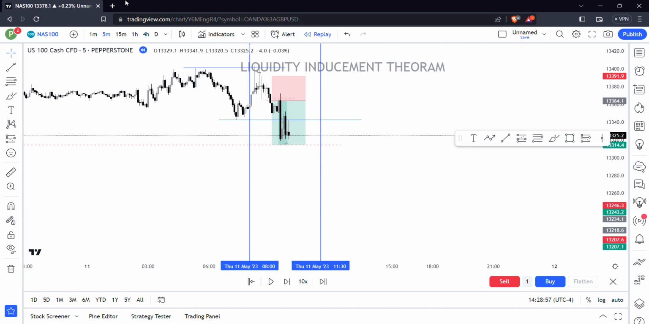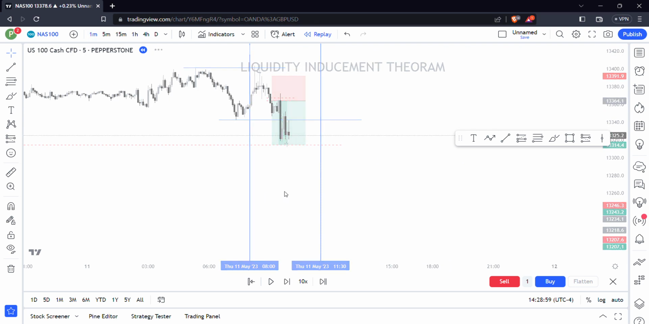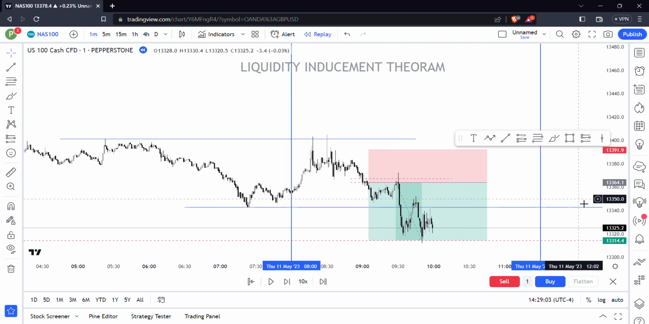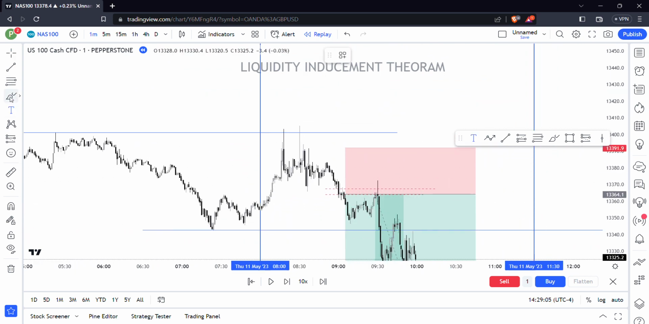And is there any market maker shift? Let's check on the 1 minute. Is there any market maker shift or not? Can you see the market maker shift here? The market is moving in the uptrend like this, and it broke the structure. So there is a market maker shift.